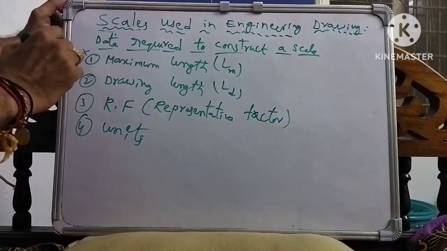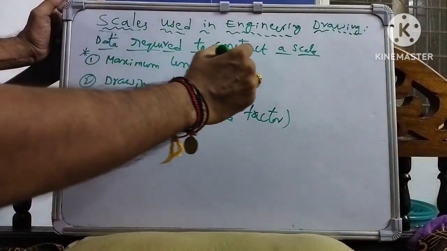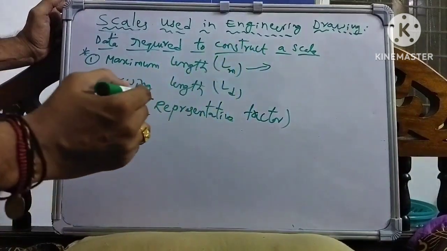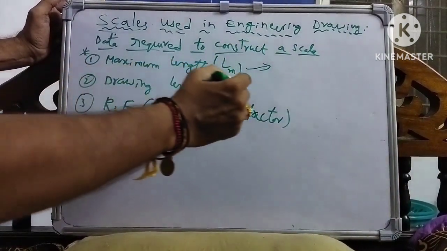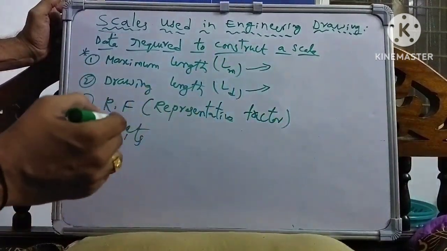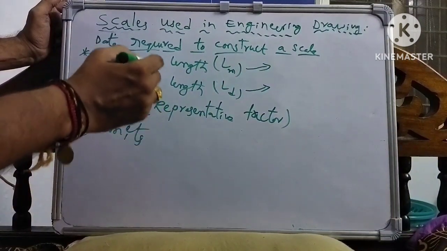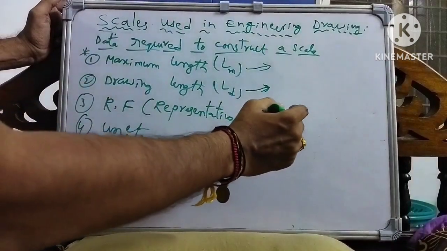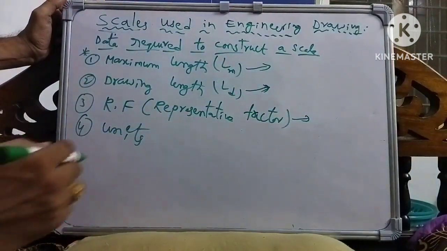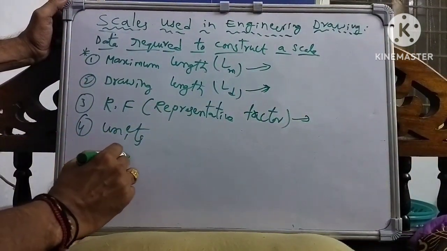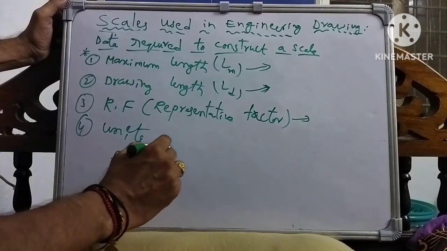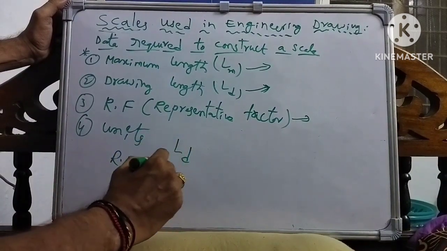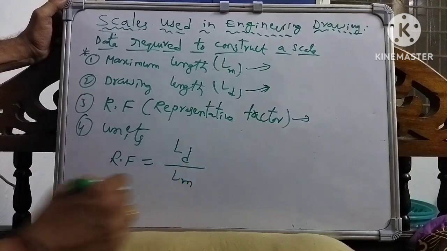So first, what is the maximum length? It is the length of the maximum distance. It is given in the data of the problem. Drawing length, we have to find out. Based on the given maximum length, we can find the drawing length. And representative fraction. What is the representative fraction? RF is equal to the ratio of drawing length to maximum length.